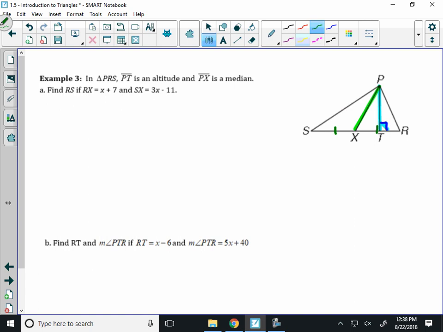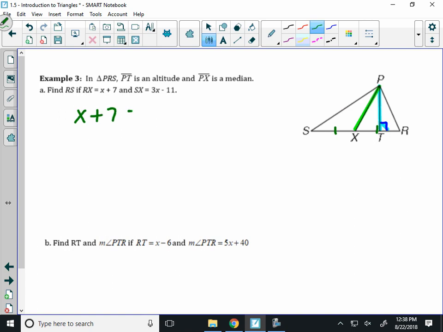Okay? So we take a look at A. It's saying find RS if RX equals x plus 7 and SX equals 3x minus 11. There's a tongue twister. There's like 5 x's in there. Okay? What did we just say about those segments? Because we knew PX was a median. They're the same. And we talked about this yesterday. What can we do with those segments to set up an equation to help us figure out x? Equal them to each other. We just said they're the same because this is a median. Just like we did yesterday. If they're the same, set them equal.